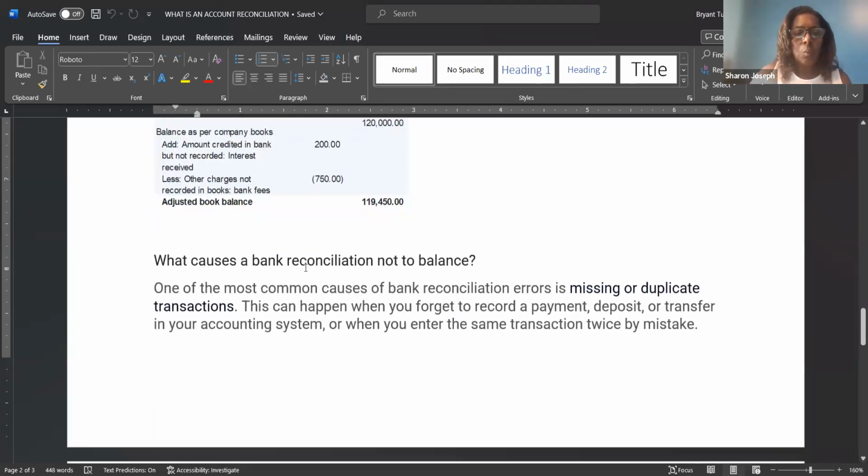So let's look at what causes the bank reconciliation to be out of balance. One of the most common causes of a bank reconciliation error is missing or duplicate transactions. Let's say that you have recorded a check multiple times, you've recorded an invoice multiple times, you've recorded a deposit multiple times, or vice versa, you're missing a deposit, you're missing recording the bank fees, and so forth. These are the types of errors that would cause your bank reconciliation to be out of balance.